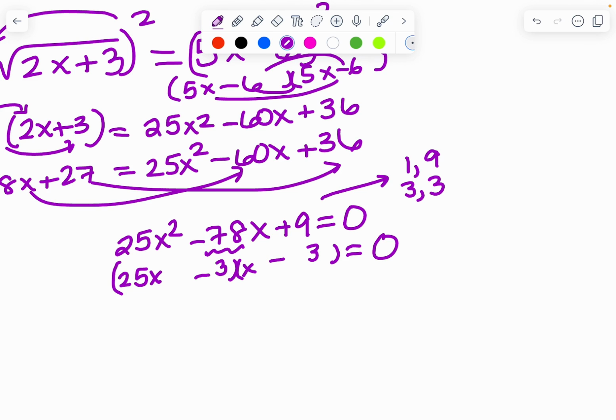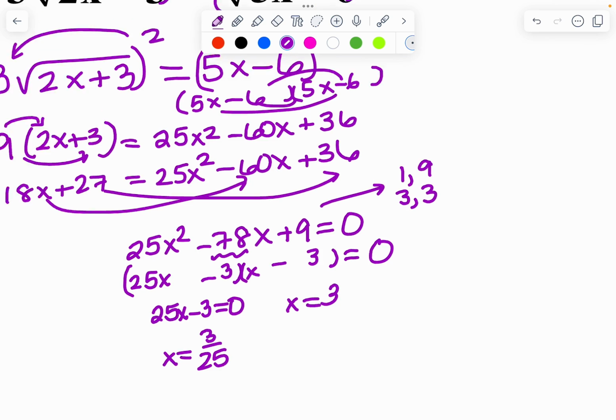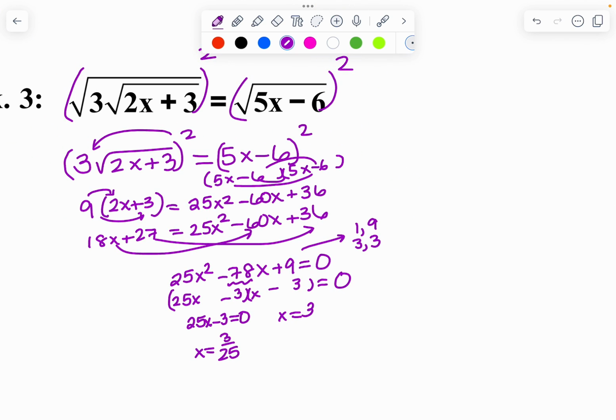Again, if you want to do this using the x method and then factor by grouping, that's totally fine. But then we have 25x minus 3 equals 0. I'm going to go through this kind of quickly. x equals 3 over 25. And then here, x equals 3. Now, I'm not going to show this part right here, but when we check this, there's only one that's going to end up working out, and it's x equals 3. Okay, you could go ahead and check that if you wanted to.